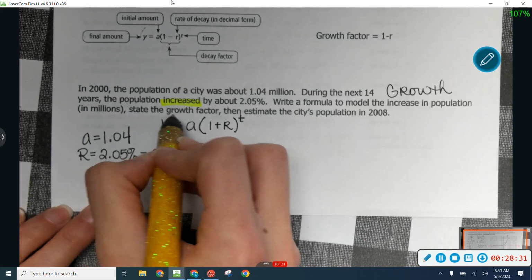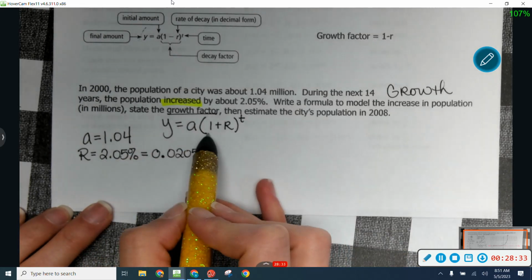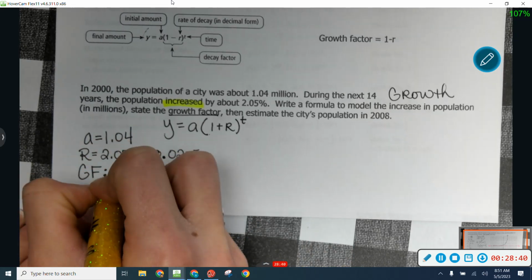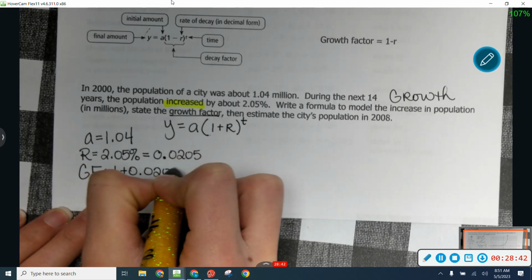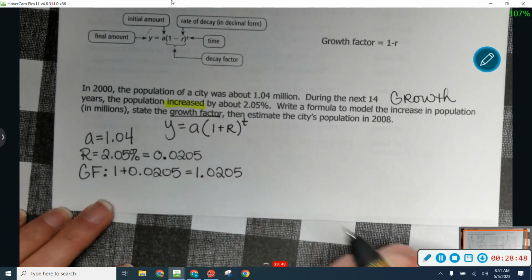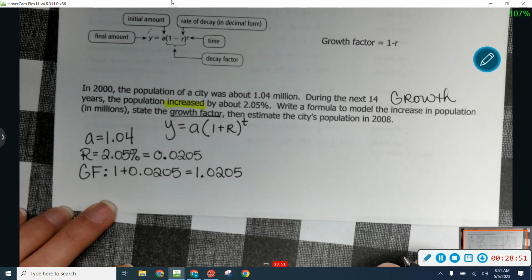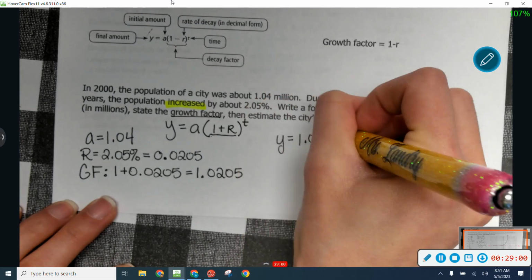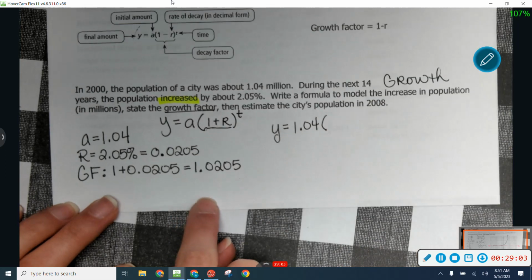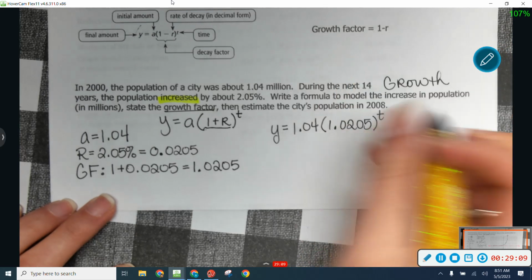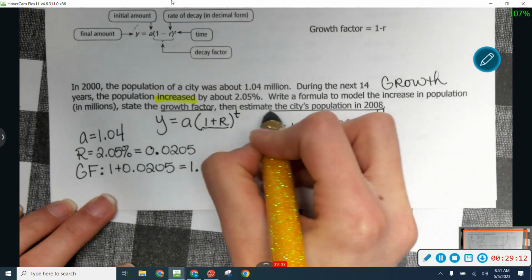Okay, so it says state the growth factor. My growth factor is the full 1 plus r. Okay, so my growth factor is 1 plus 0.0205, which is just 1.0205. That's the entire thing that goes in the parentheses. So once I know that, my equation is just y equals my 1.04 times, I've already calculated the 1 plus r, that's 1.0205 to the t power. That's my formula for that population growth.